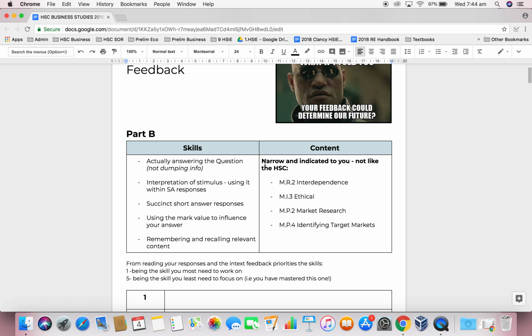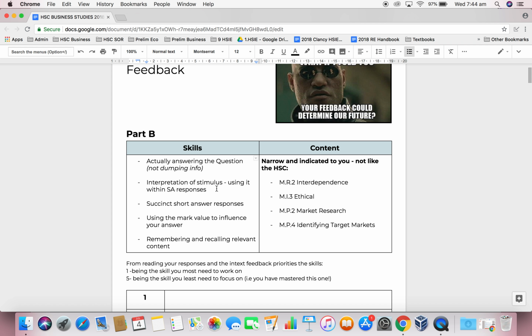So what I really want us to focus on, therefore, is this idea of the skills, okay? Or what skills do we want to reflect on from this assessment task and build upon moving towards the trial in the HSC? The first skill that I want you to think about is your ability to actually answer the question. Not just dumping information, not just writing everything you know, rather actually responding to what the question is asking.